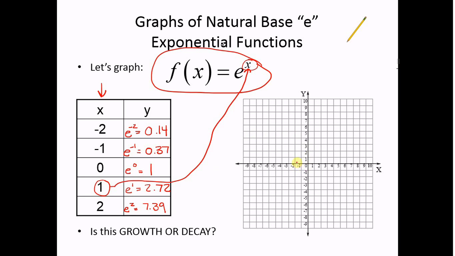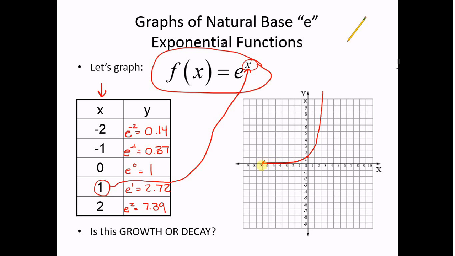So I got -2, 0.14, about right there. -1, 0.37, about right there. 0, 1, 2.72, and 2, 7.39, about right there. So if I can connect my dots, hopefully I can. Oop, I'm on a roll, I'm on a roll.